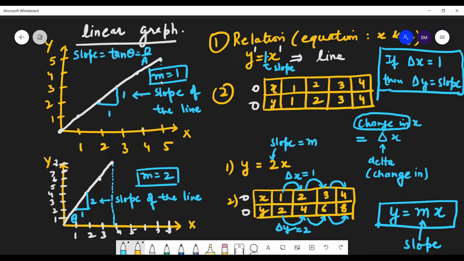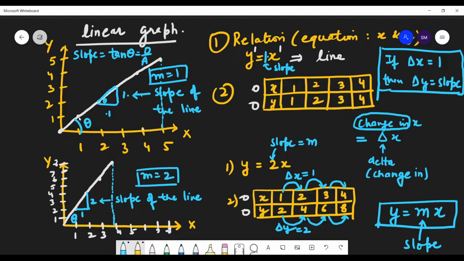Here, this angle is theta. So tan theta is opposite upon adjacent. So what is opposite upon adjacent? If you take any part of this line, you take this part, 1 by 1. Slope is 1, meaning opposite upon adjacent. This is your theta. So opposite upon adjacent is 1 upon 1.